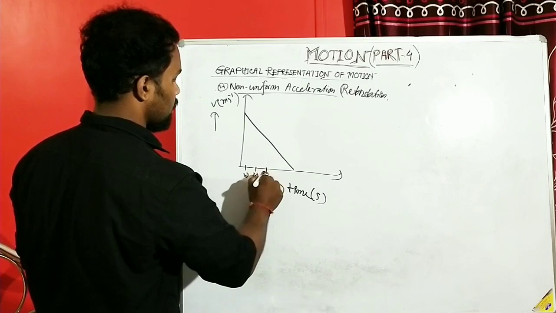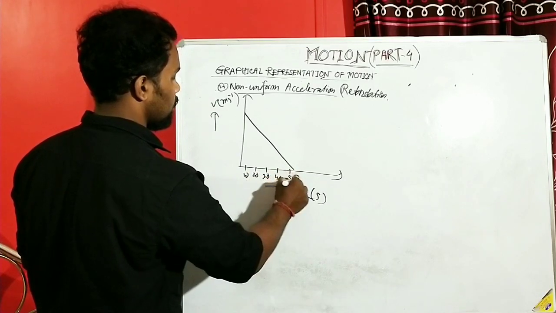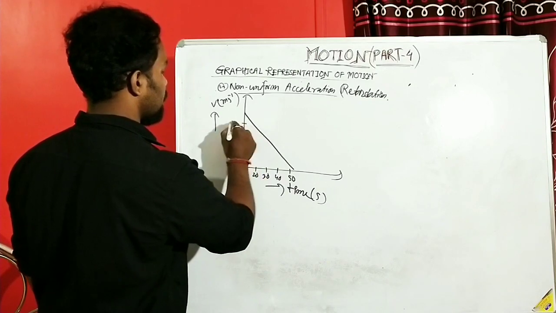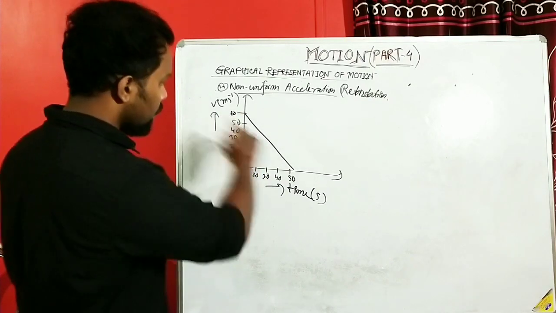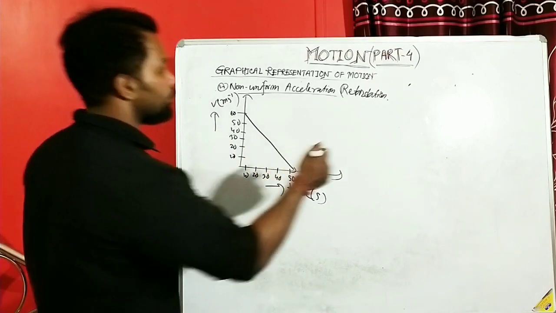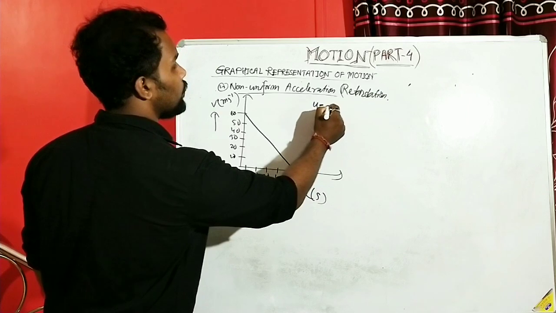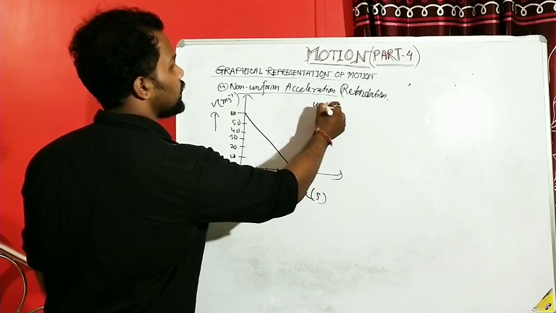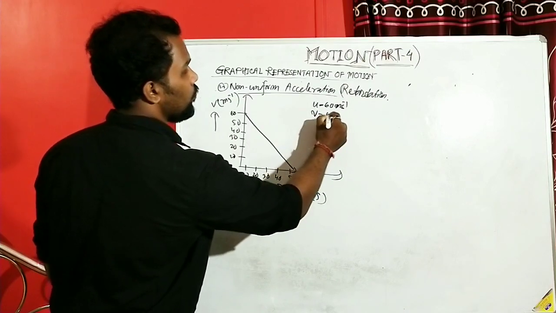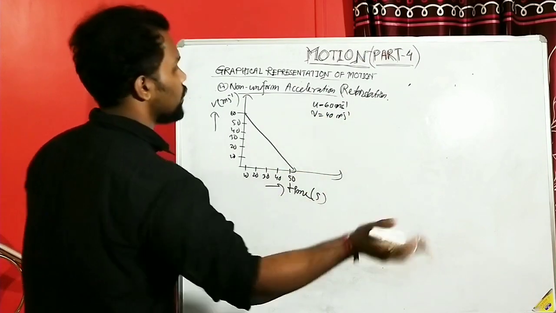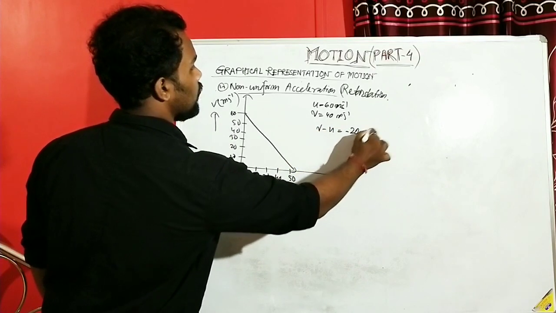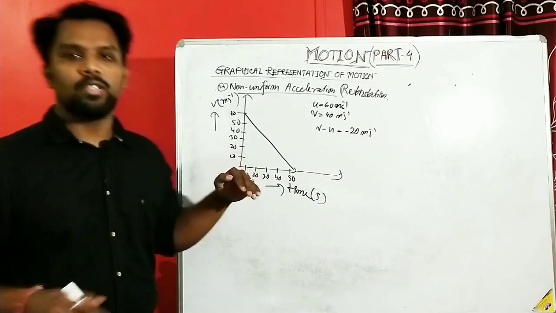10, 20, 30, 40, 50, 10, 20, 30, 40, 50, 60. So this is the main graph for non-uniform acceleration. That means, see, retardation means what? If u, the initial velocity, is 60 meter per second, and v is 40 meter per second. So what is the change of velocity? v minus u is going to be minus 20. That means it is decreasing. Minus 20 means nothing but it is in the negative direction.